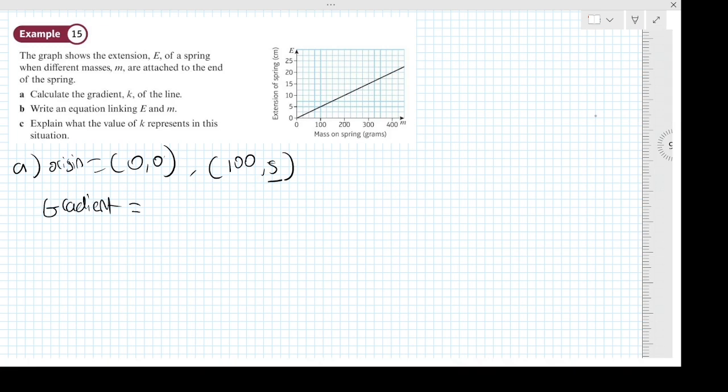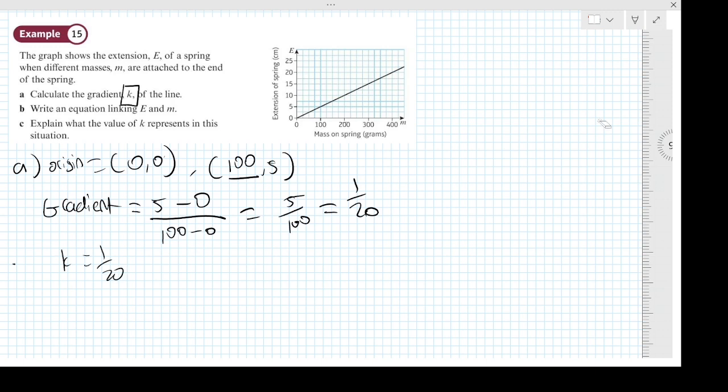So let's take 5 here, take away the other y value of 0 because it's at the origin, over the x's: 100 take away 0. That'd be 5 over 100, which simplifies down to 1 over 20. Cool, that's our gradient then. It said the gradient was k, so I'd say that k is 1 over 20. There it is.